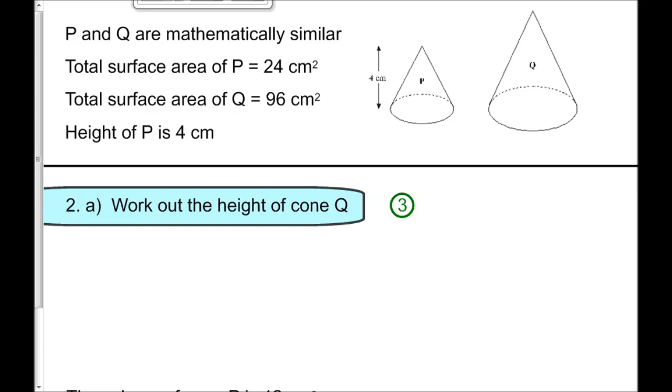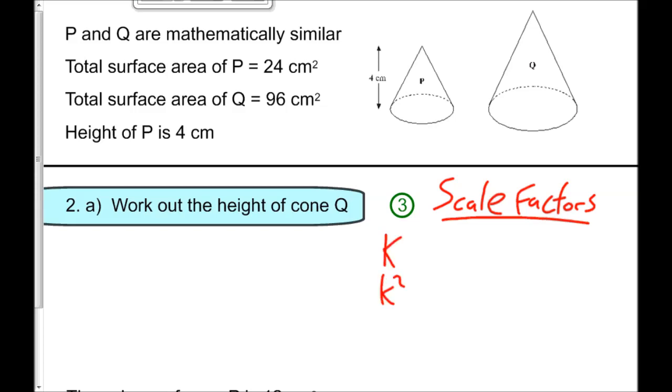Okay, so I'm going to write that down. We're looking at scale factors. There are 3 different types of scale factors we use, and they correspond to the 3 different measurements we can use for each shape. We use the letter K for these, and we have K, K squared, and K cubed.